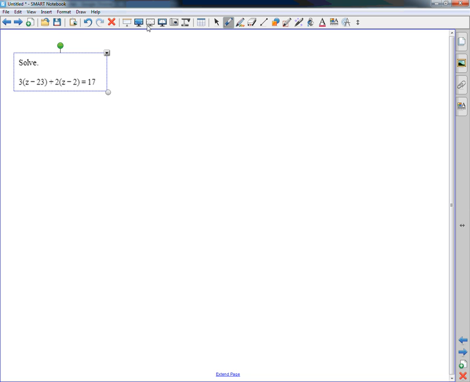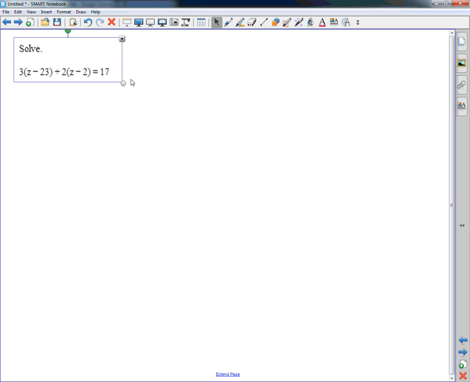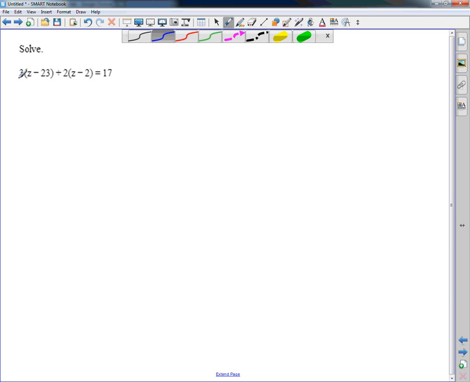Okay, so we are trying to solve this problem now. Again, we have parentheses, and we have numbers in front that we're going to distribute in. So I'm going to take the 3 and distribute it into this one, and then I'm going to take the 2 and distribute it into this one. I'll let you take a moment and distribute that and see what you get. And then we'll check it.